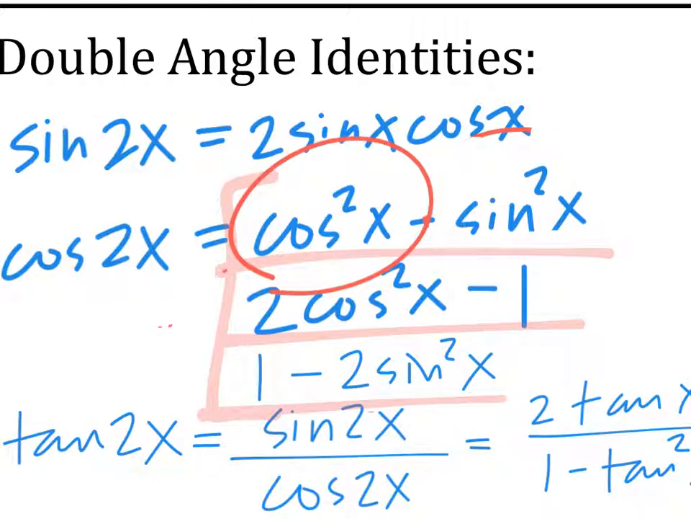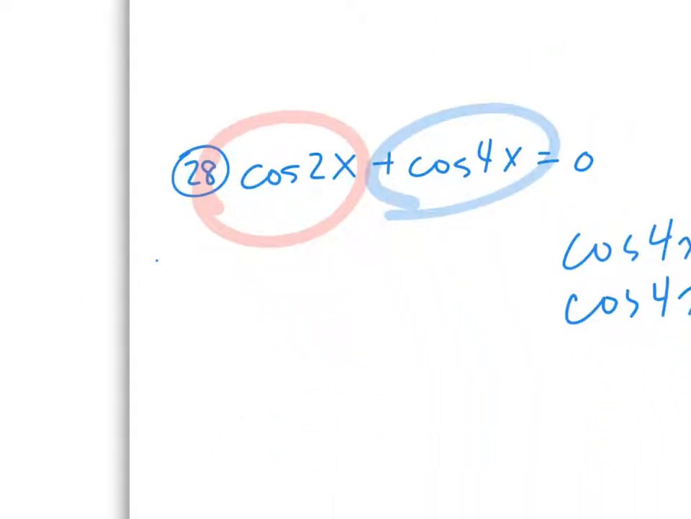The second one, because the second one has a cosine and no sine. Does that make sense? So you want to pick and choose. There's always one that's a little easier than the other. So 2 cosine squared minus 1 would be the easiest. Let's apply it.